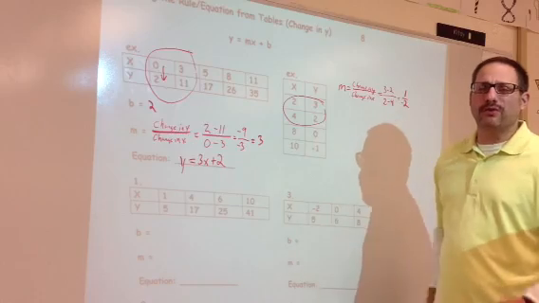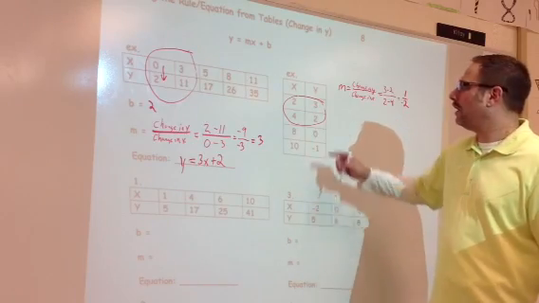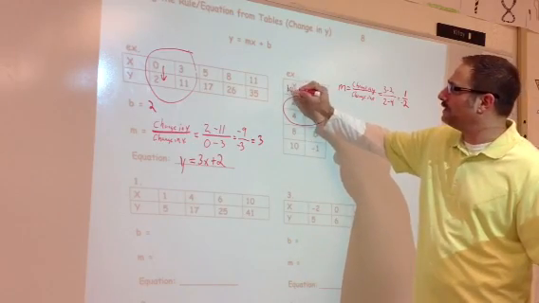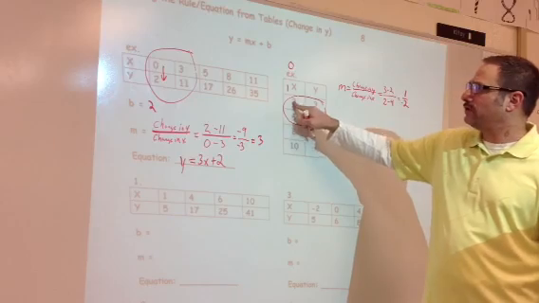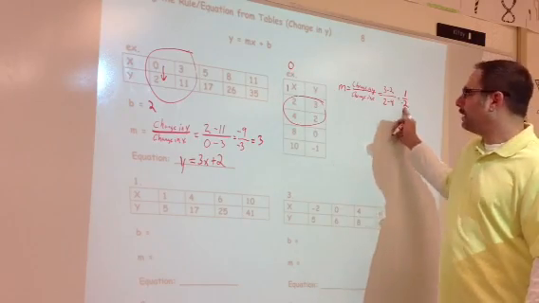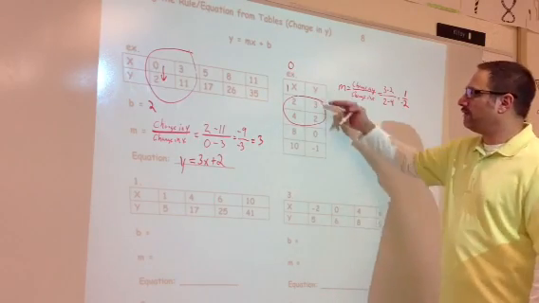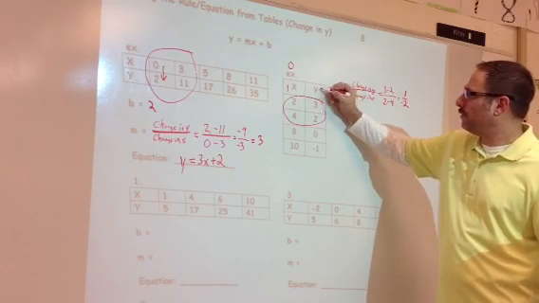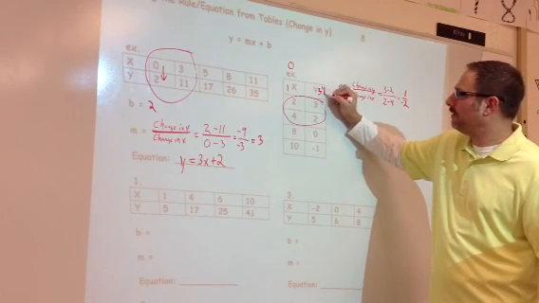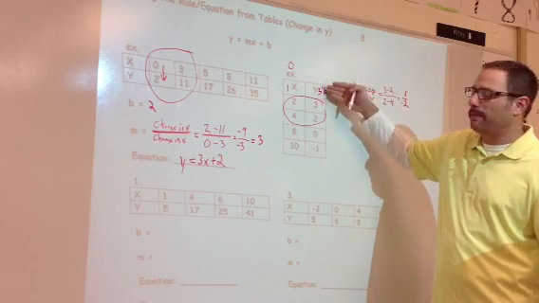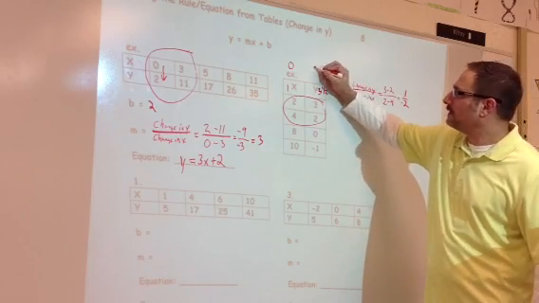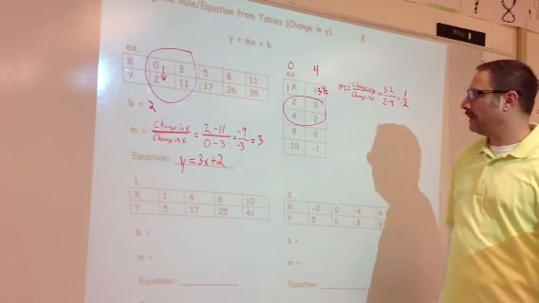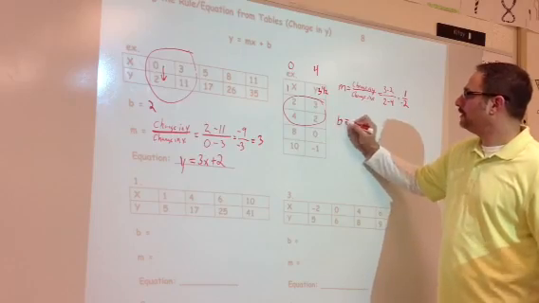Now, I don't have 0 in the x-coordinate, so I'm going to have to work to find it. So I'm going to go up the table. Start at 2, 1, 0. And I know my rate is going down by halves. So I have to figure out, well, what number, if I go down by a half, gets me to 3? Well, I know that that's going to be 3.5. Well, what number, if I go down by a half, is going to give me 3.5? That's going to have to be a 4. Okay? So my b equals 4.